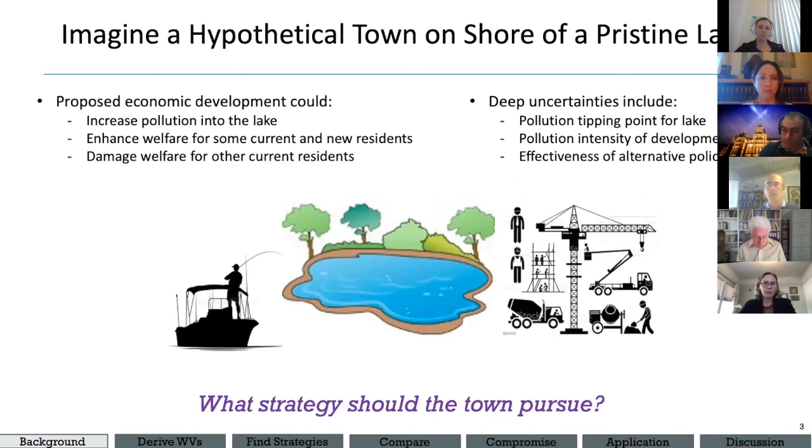We are using here this lake model or lake challenge, which is ubiquitous as a starting point for development of ideas in the DMDU literature. A town on the shore of a pristine lake has proposed economic development. It may pollute the lake, improve welfare for some people, and decrease it for others. There are deep uncertainties, including the tipping points of the lake: at what level of pollution does it shift to a green and smelly state? To what extent can you decouple development from pollution? How effective are different policies? What strategy should the town pursue?